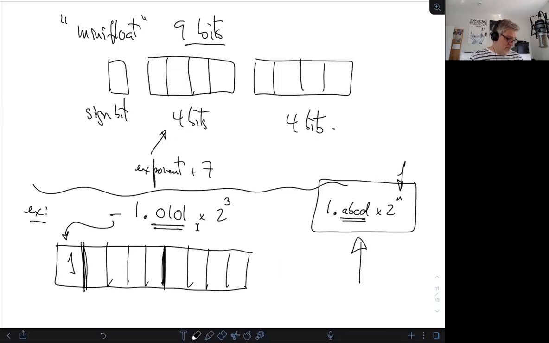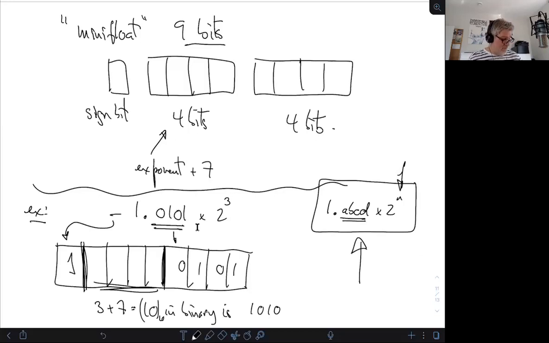Okay, the mantissa, you just write down here, nice and easy. This is exponent plus 7. The exponent is 3. So this is 10. And what's 10 in binary? This is 10 in decimal, right? So if you write it in binary, it's 8 plus 2. So 1, 0, 1, 0.